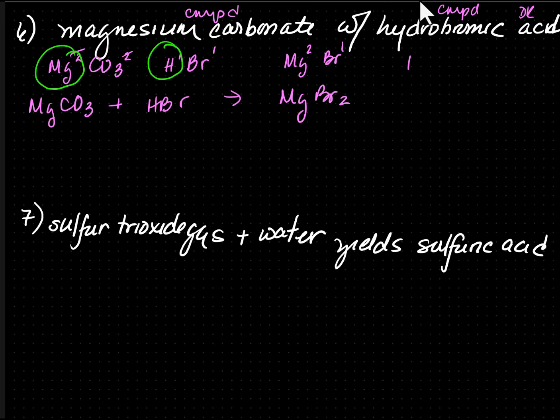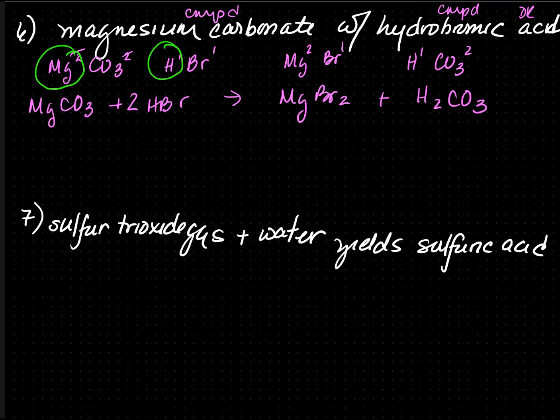Hydrogen's new partner is going to be carbonate, which is 2, so crisscross, this is H2CO3. Now we're going to balance, so we need a 2 in front of HBr because there are 2 Brs and 2 hydrogens on the right side. Now we're going to find the states of matter. So we're going to look up carbonate.